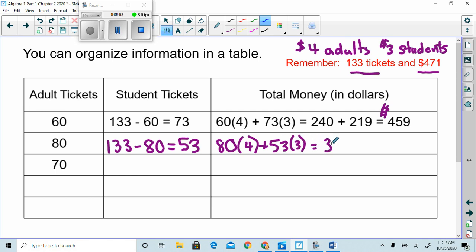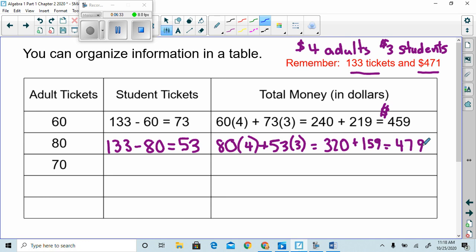That gives me 320 plus 159, I'm sorry, 159. And we get a total of 479. Okay, so that tells me that I am now over. So I have to revise again. So this time, I'm just going to go down to 70. You see, I'm just scaling up a little, scaling down a little, till I get to the right amount.